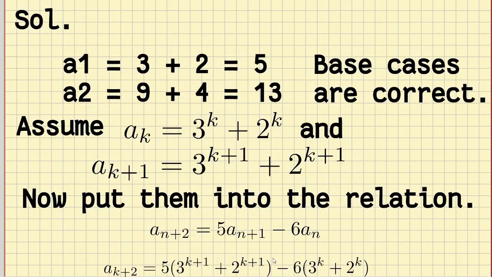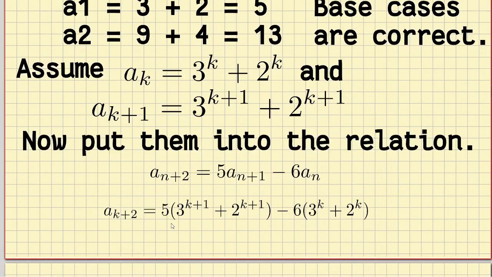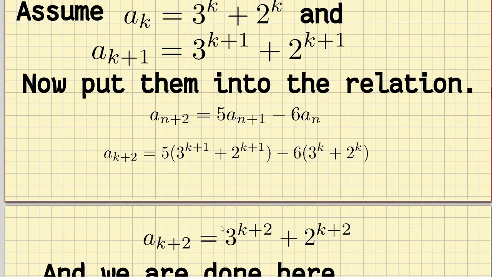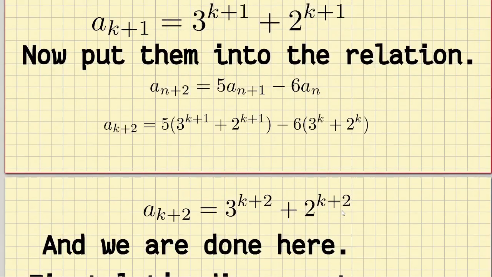So let's see. a_(n+2) is equal to 5a_(n+1) minus 6a_n, right? Now I will do it like this. I will put them inside. Now as you can see, I have simplified it and I will reach this form. And after reaching this form, as you can see, I moved from those two base cases to this case. So that means I am done here, and this problem is solved.